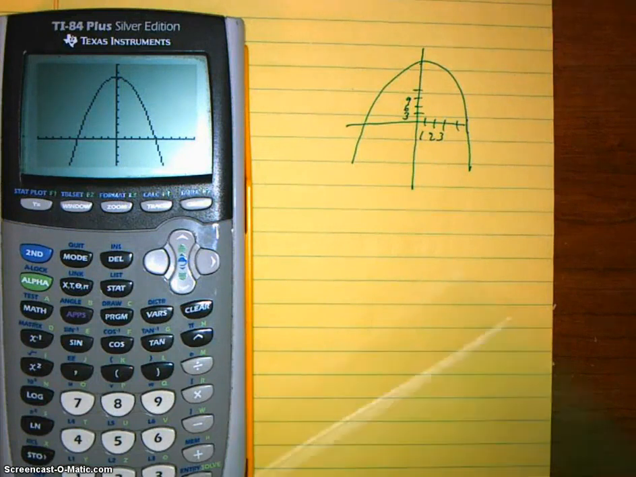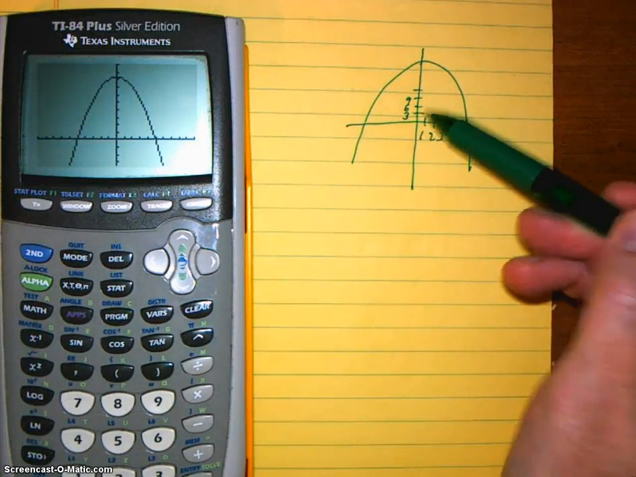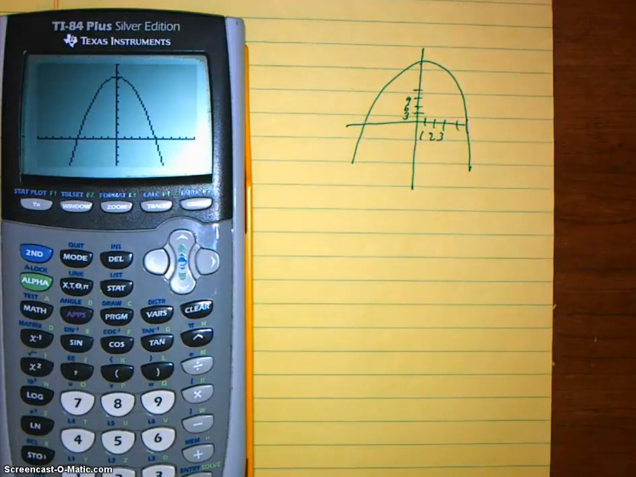Without scaling, I don't know if these tick marks are 1, 2, 3, or 3, 6, 9, or 50, 100, 150, so on and so forth. And it makes a huge difference in knowing that or not knowing it. Okay?